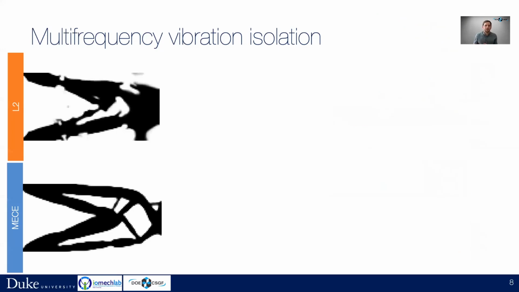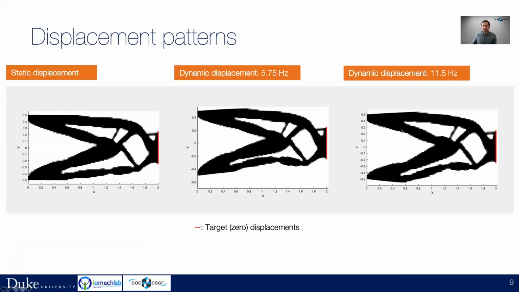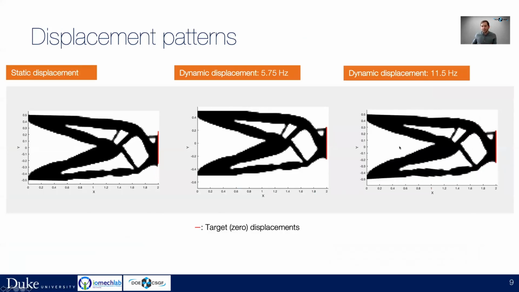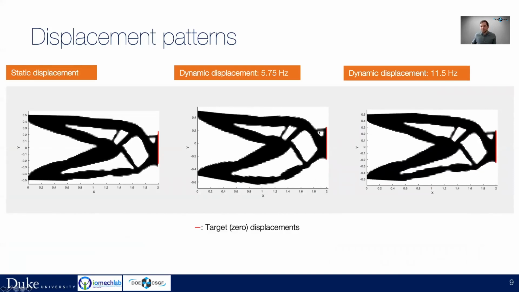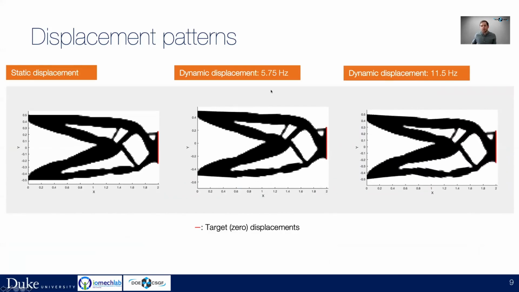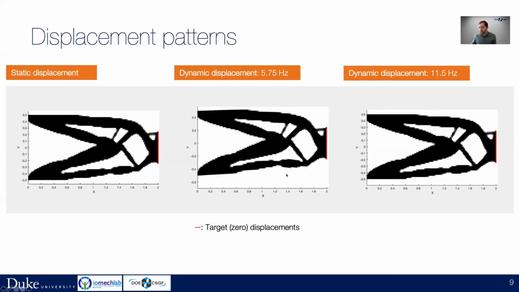But we can revisit a multi-vibration isolation problem. This is that design I showed earlier. This is the design we obtained with MECE. Evaluating the objective over frequency, we can see that the MECE design attains strict minimizers of its vibration behavior at the two target frequencies. And we can actually visualize this behavior to see that the MECE design is able to have minimized vibration in the target subdomain while experiencing unique vibration behavior elsewhere.